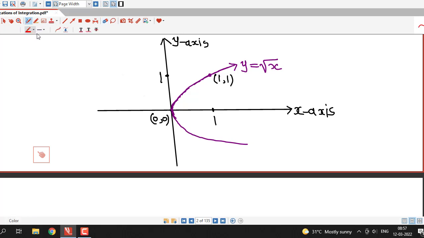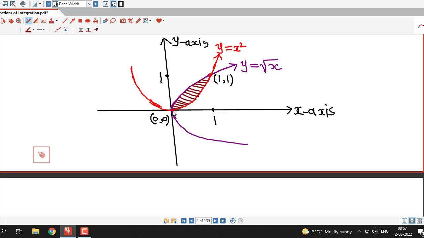It is a parabola which opens in the upward direction. Let me sketch properly. I have to take care that it looks like a parabola. So it is passing through (0, 0) and going through (1, 1). Suppose this is y equal to x square, and this point is (1, 1), this point is (0, 0). So this is the region whose area we are interested to calculate. We are interested in the area of this region.